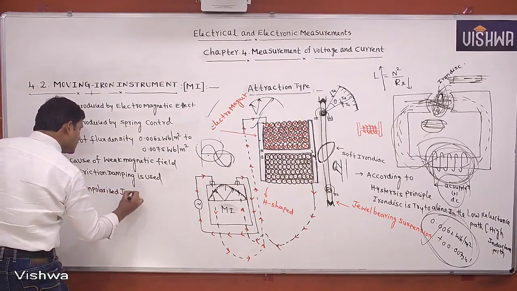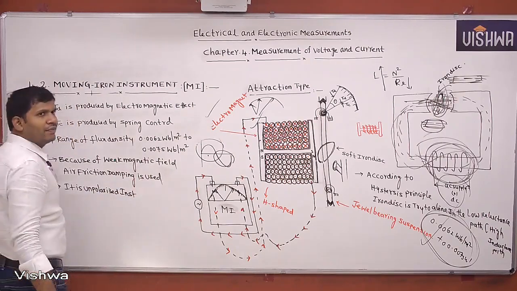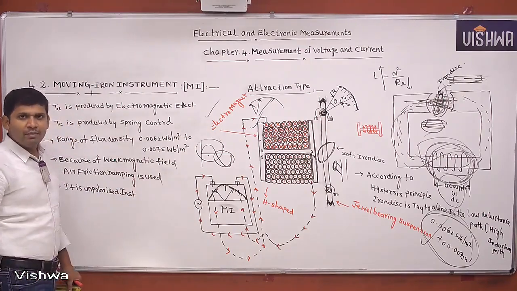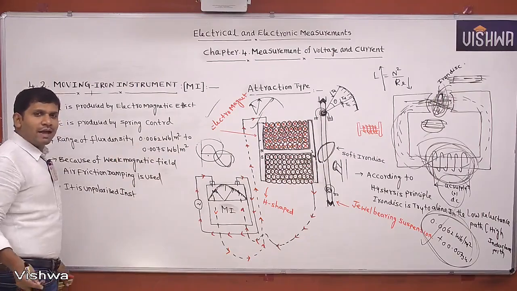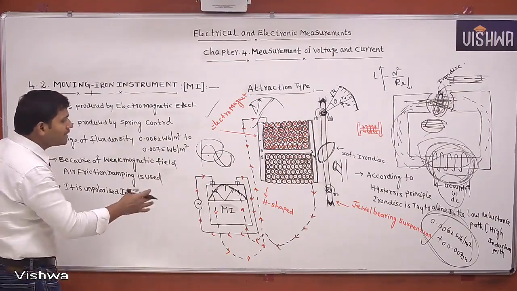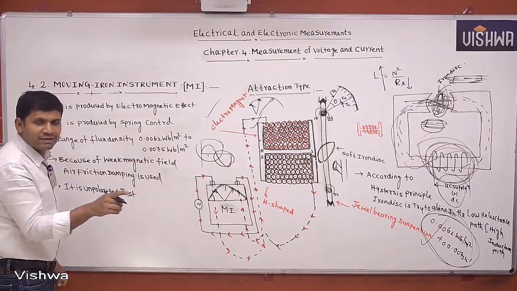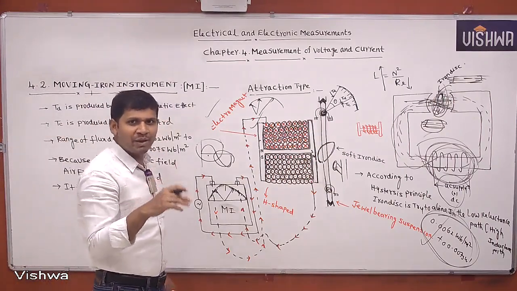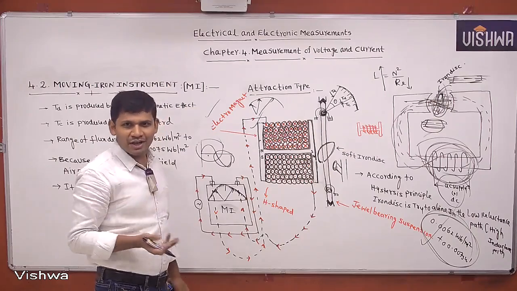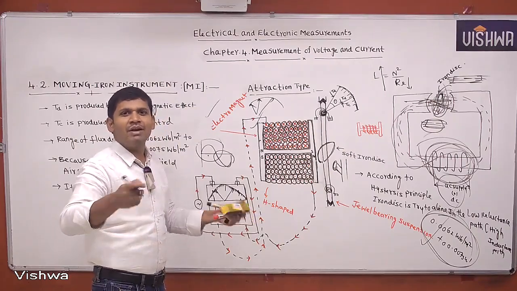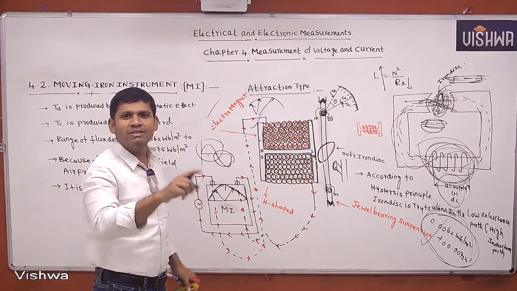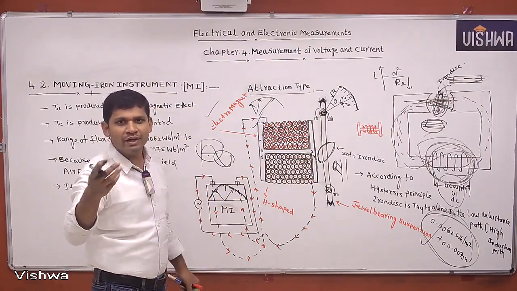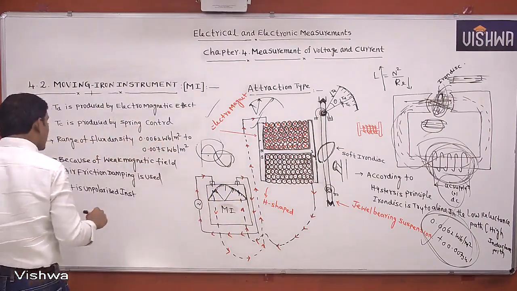But PMMC is a polarized instrument, because based on the direction of polarity, the direction of torque will be reversed. But that is not the case here. Torque is always in one direction. That's why in the laboratory, in an MI instrument you don't have any plus or minus. There are only common and range terminals. You can interchange the common and range terminals, no problem. The pointer always rotates in one direction only. It is an unpolarized instrument.